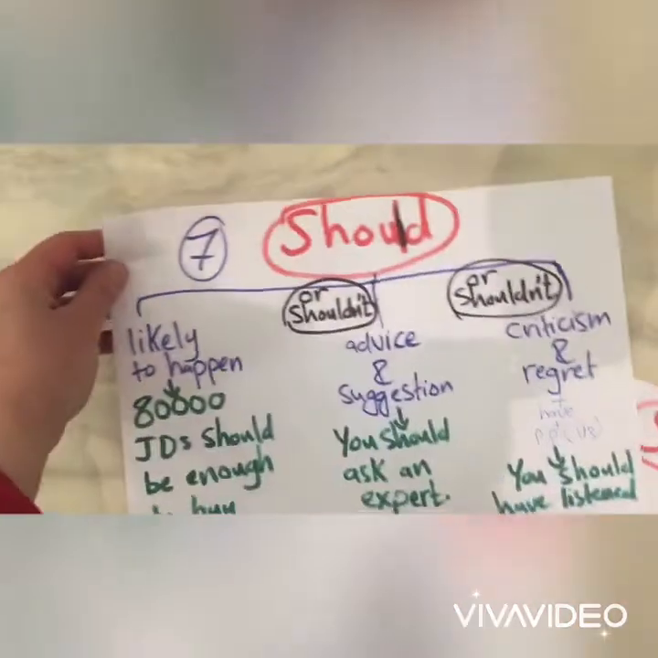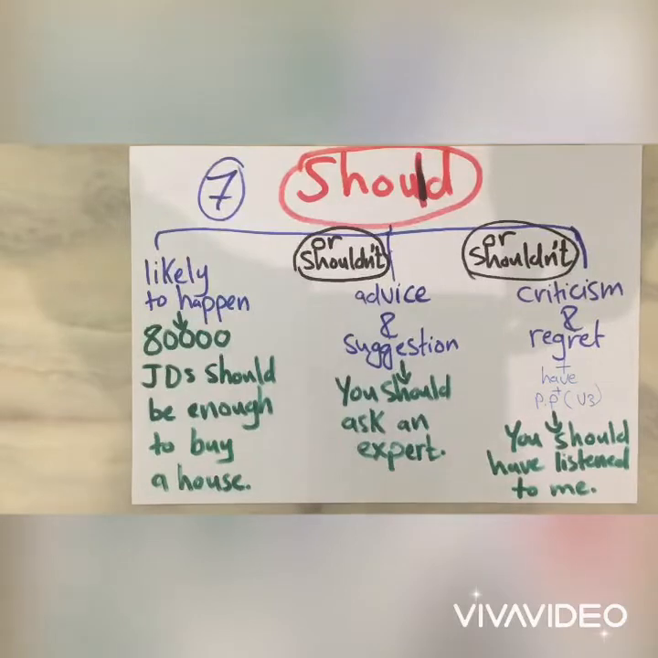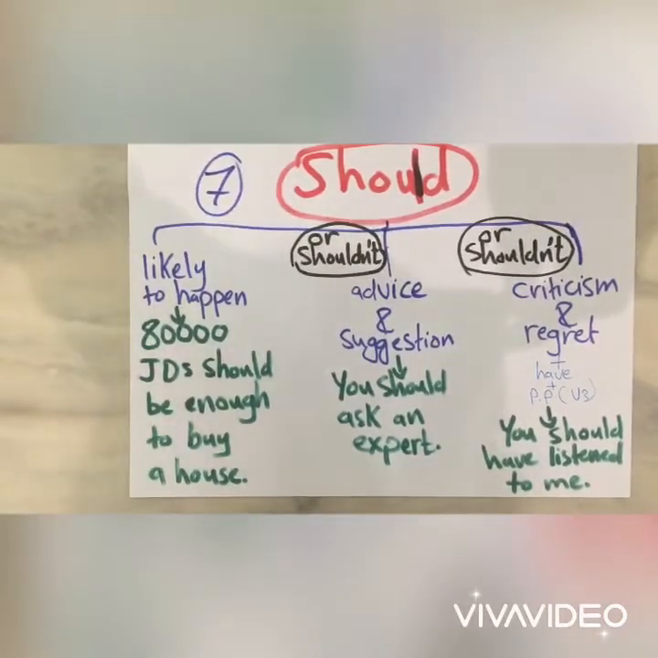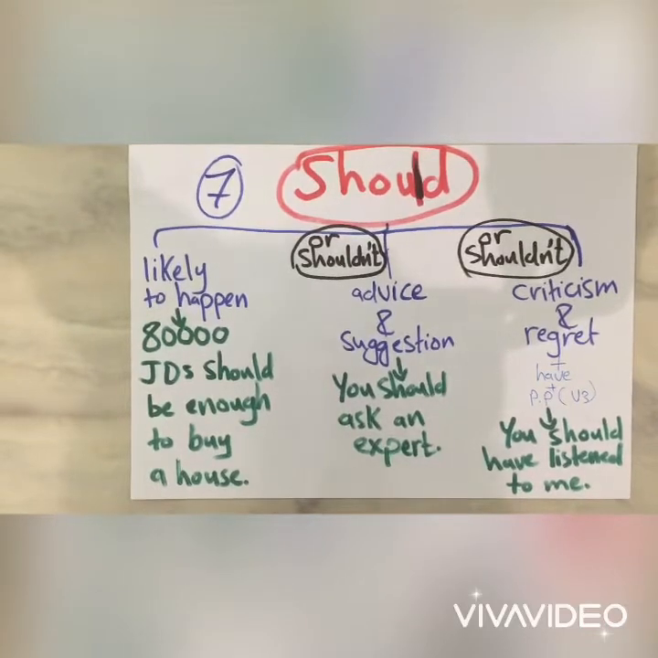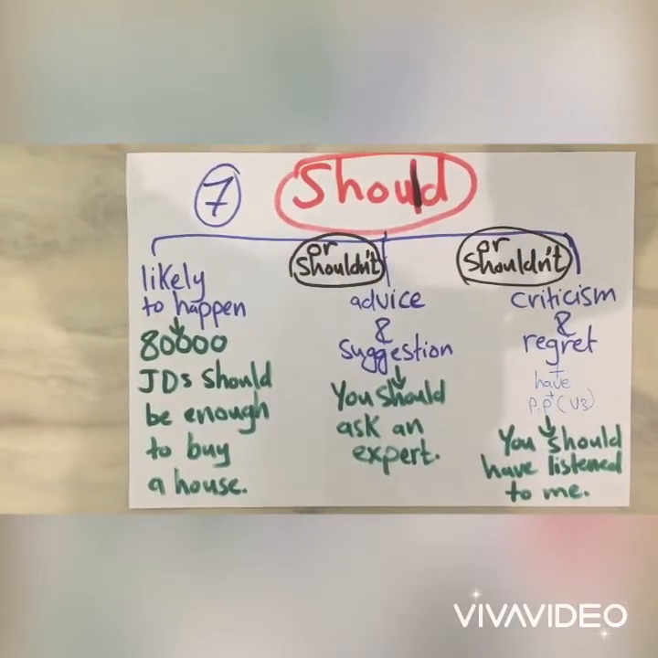Let's go to should now. We have three main uses for should. Number one is when something is likely to happen. For example, you say, 80,000 JDs should be enough to buy a house.